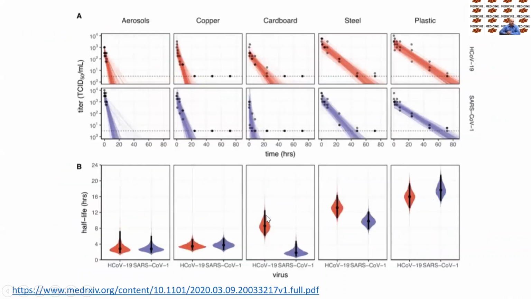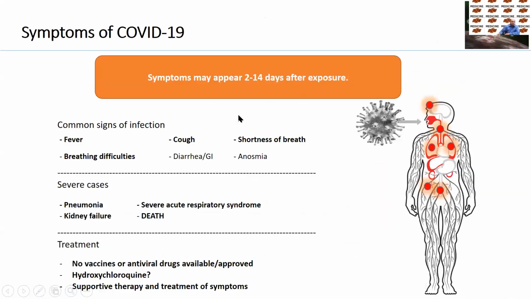This is actually an article that was published and subsequently published in New England Journal of Medicine. On top, it looks at COVID-19. At the bottom, it looks at the original SARS strain that we saw in 2003. It looks at how it does from a standpoint of, if it's an aerosol, if it's on copper, cardboard, steel, or plastic. You can see across here the time schedules. It does seem to last a little more on cardboard than the original strain, but the others all kind of match up very similarly across the board.